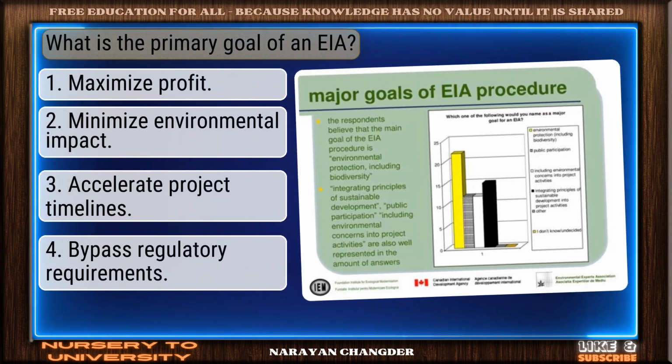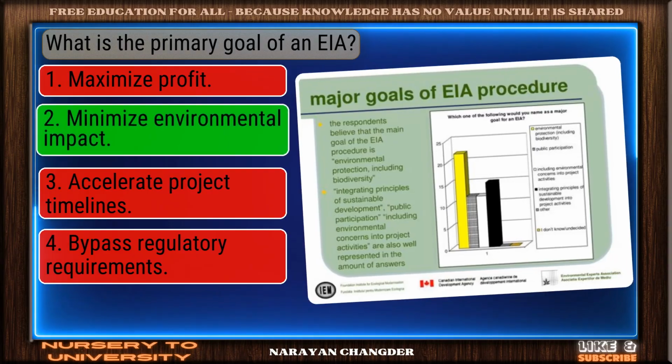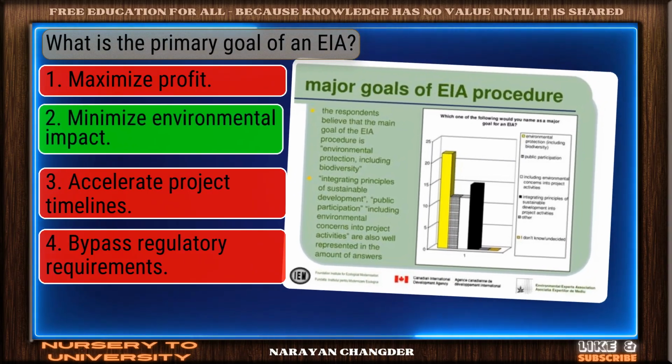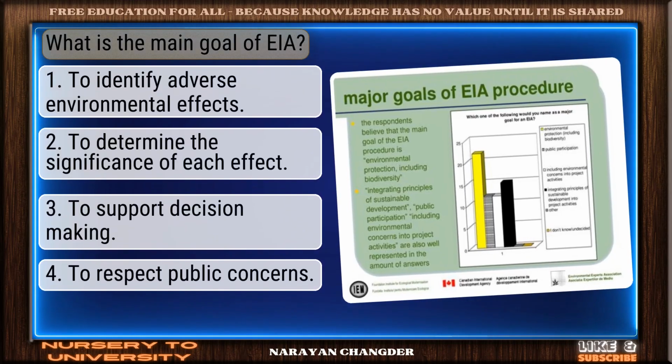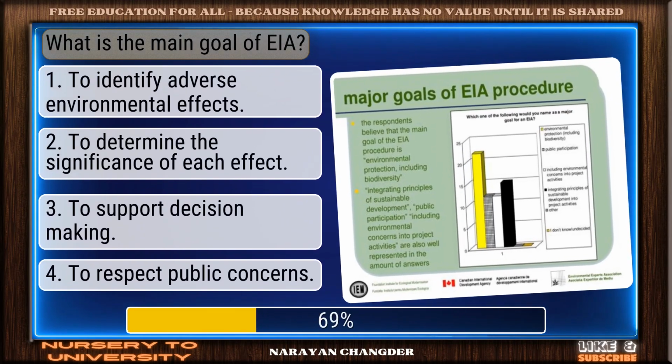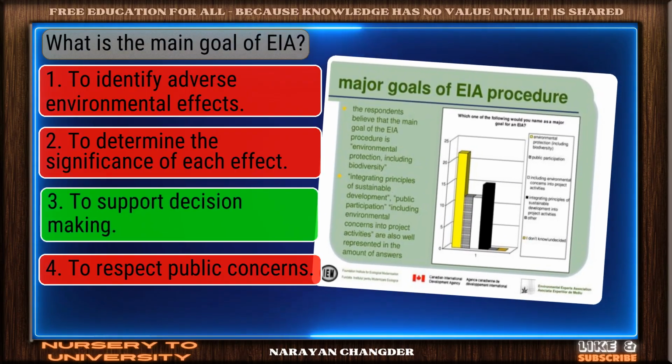What is the primary goal of an EA? You got it. Your choice, minimize environmental impact, is right. What is the main goal of EA? Bravo. To support decision-making is the answer.